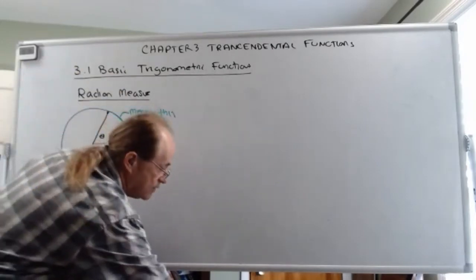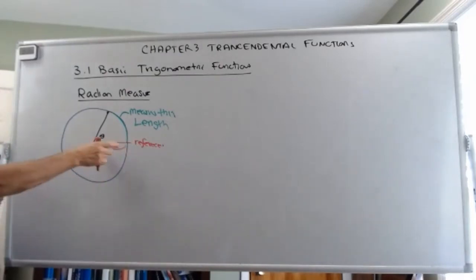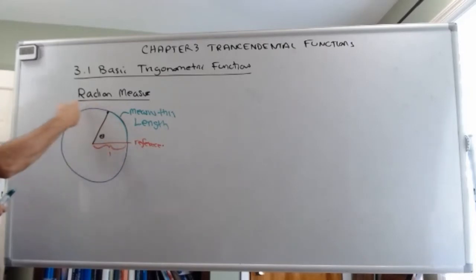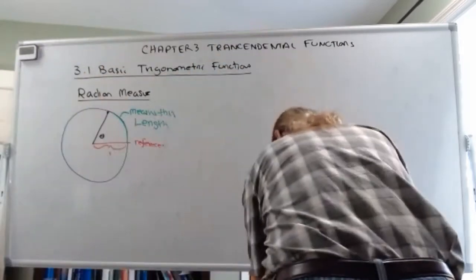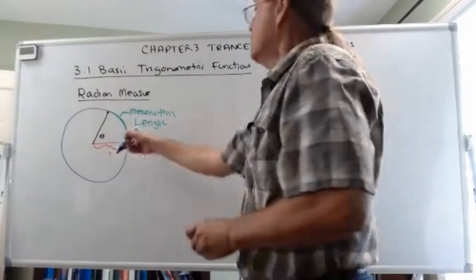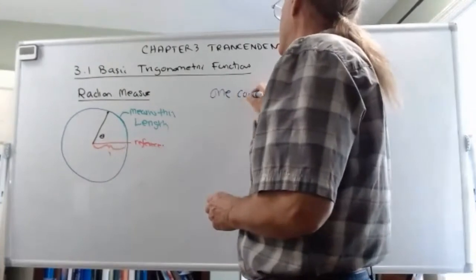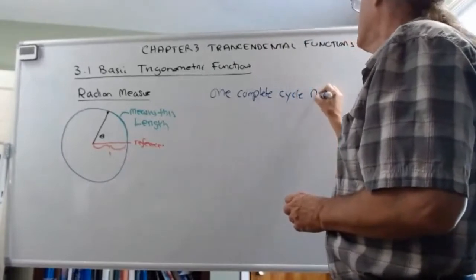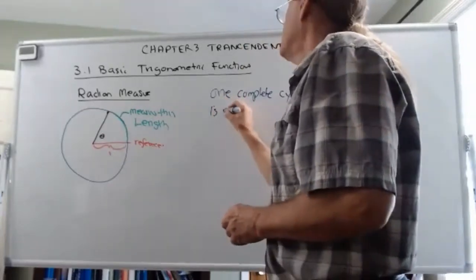And again, this is our unit circle, so it's a circle of radius 1. This distance here is 1, r equal to 1 in our circle. So let's make note of that. Now, if I go completely around the circle, that's the circumference. So what is the circumference of a circle of radius 1? Let's take a look at that. So going one complete cycle around, the distance is equal to the circumference.